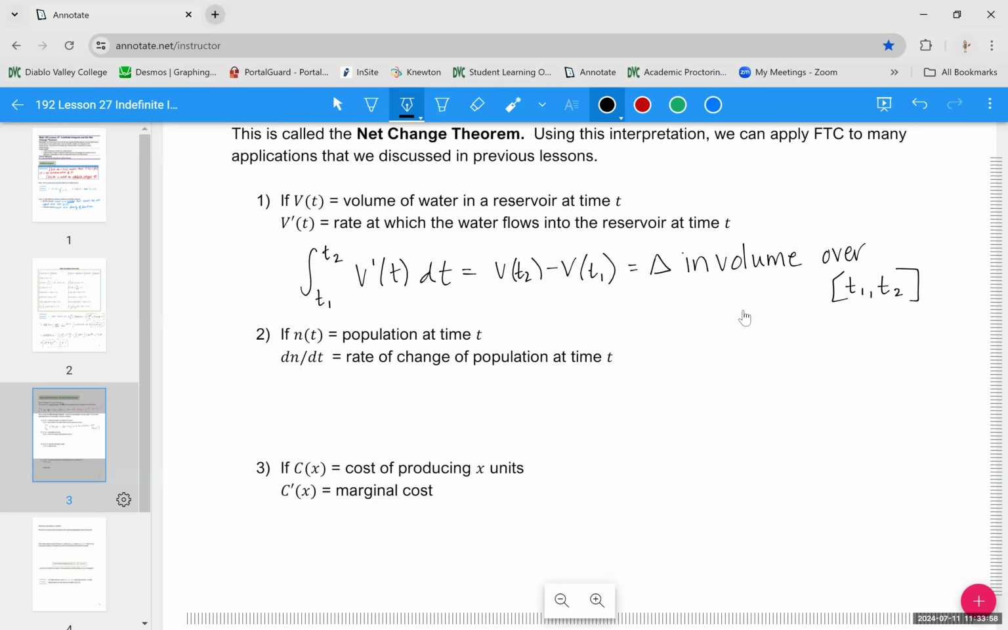Okay? Same thing with number 2. If we have some population at time t, and we know how that population is changing, which is another thing that happens a lot in biology, wildlife science, we can tell how a population is changing, but we don't necessarily have an equation for its population. But we do know, we can say something about its rate of change. Okay, so again, if you were to integrate n prime of t over a period of time, then you're going to get the change in the population over that interval.